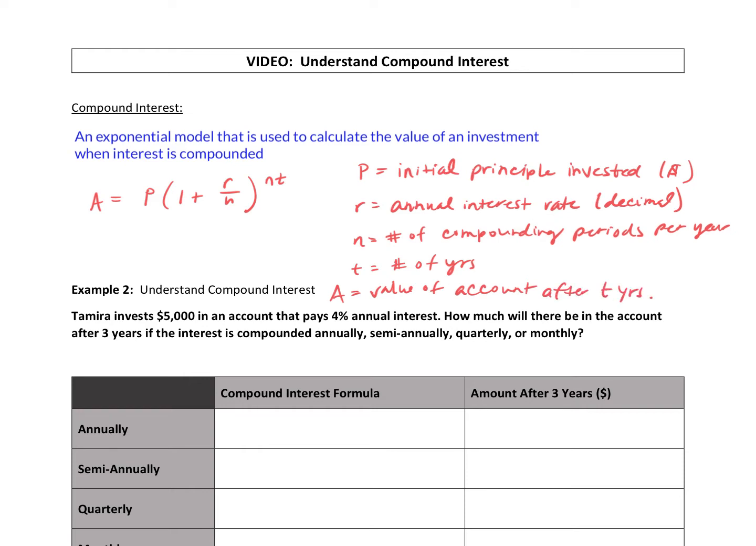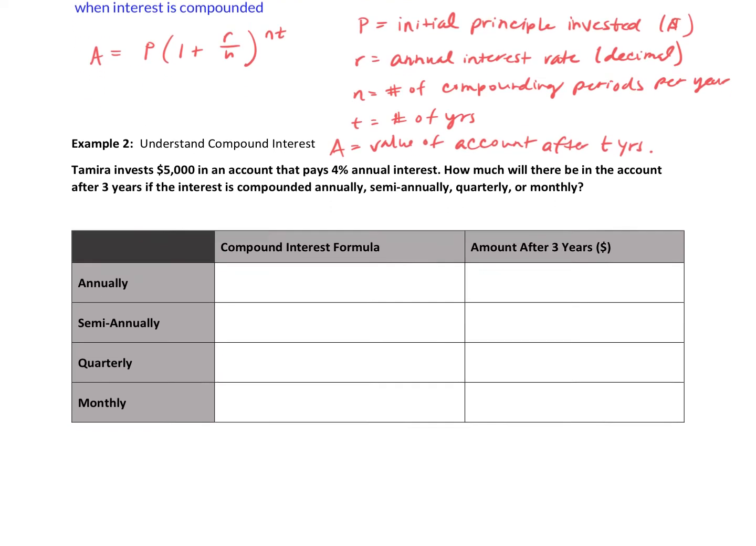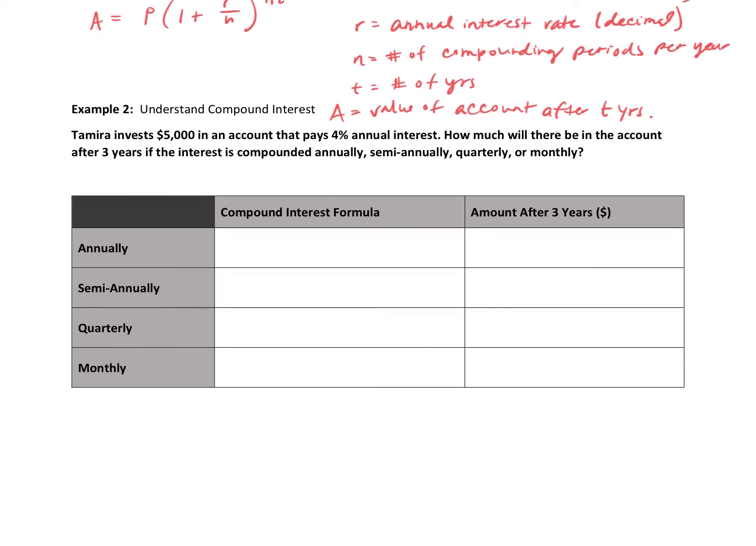All right, so let's see how this formula gets used, what kind of example we would apply this formula in. Example 2: Tamira invests $5,000 in an account that pays 4% annual interest. How much will there be in the account after 3 years if the interest is compounded annually, semi-annually, quarterly, or monthly? Okay, so in this example, why don't we define what our variables will be, what we're going to plug in. P, our principal amount, is going to be $5,000. That's the principal investment.